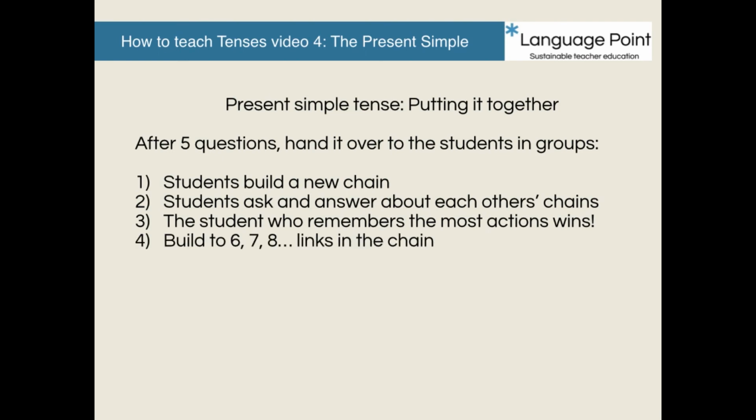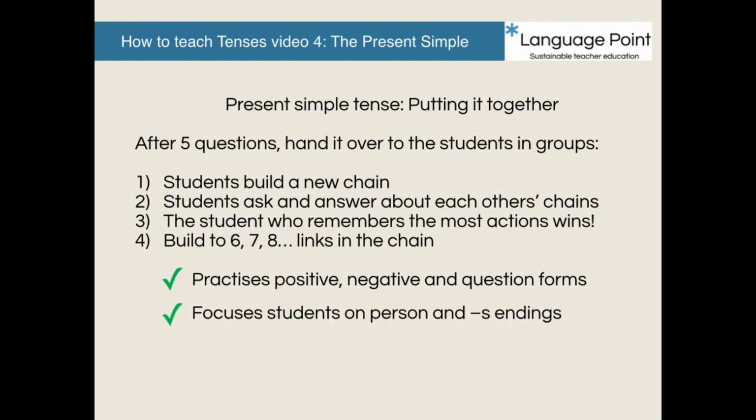And to add challenge, you can move on to chains of 6 or 7 or 8 links to make it a bit harder to remember maybe, or to make it more of a memory challenge. So this game practices positive forms, negative forms, and question forms as they talk about what they do every day, or the different sentences that students have created. It focuses on the person of the sentence, the subject of the sentence, and whether we put an S ending onto the verb. And it generates real interaction, and therefore probably more engagement.